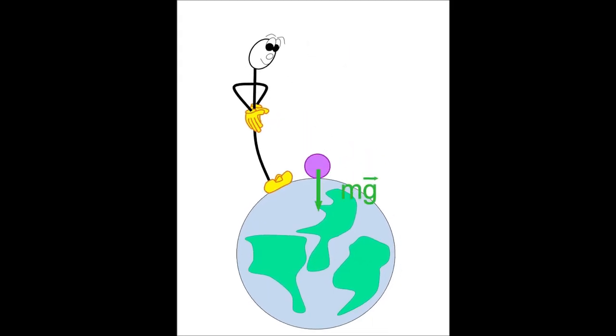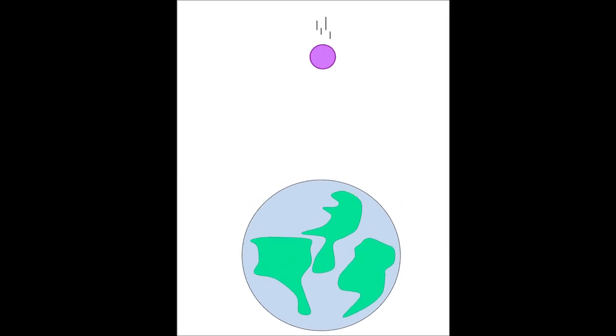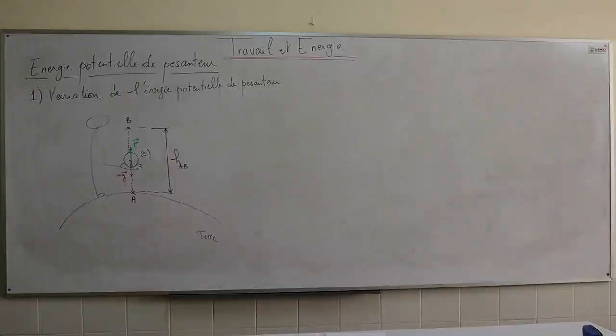Now, when releasing the body, it falls back to the ground under the action of its weight. The system body Earth loses gravitational potential energy during this fall. During the rise of the body, the system body Earth gains gravitational potential energy. That is to say, the gravitational potential energy of the system increases. During the fall of the body, the system body Earth loses gravitational potential energy. That is to say, the gravitational potential energy of the system decreases.